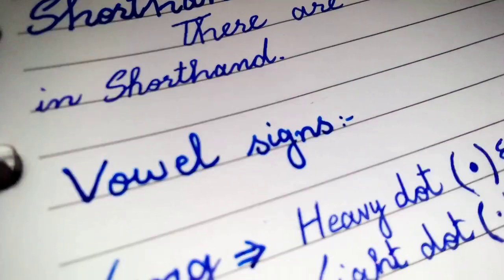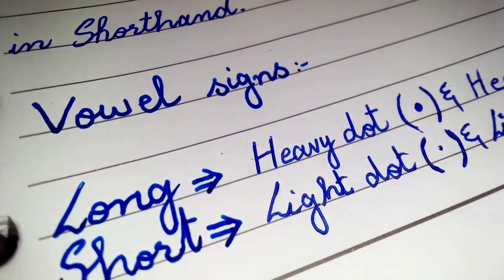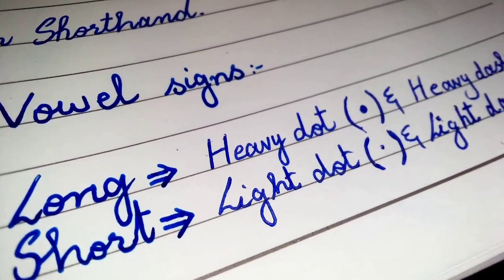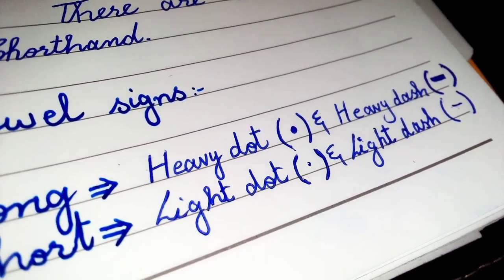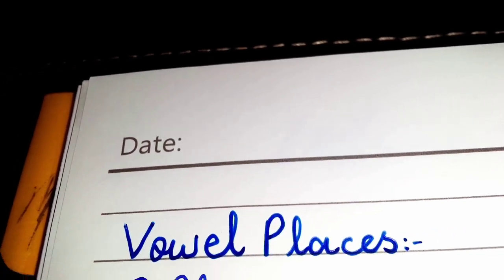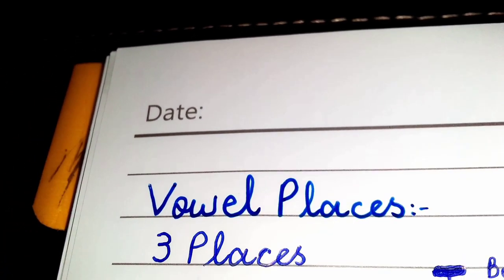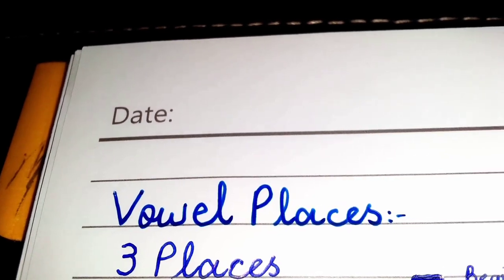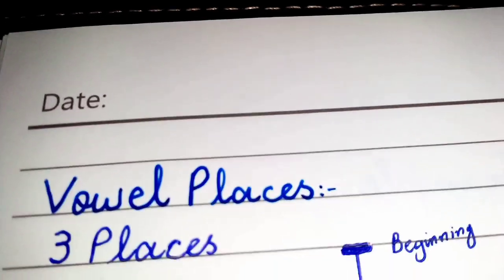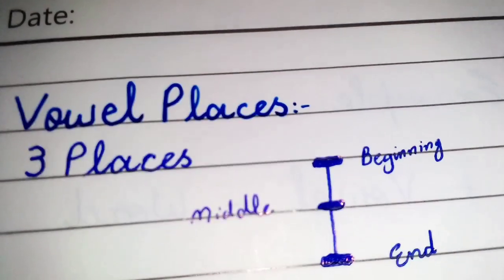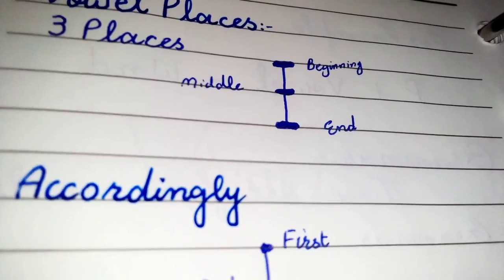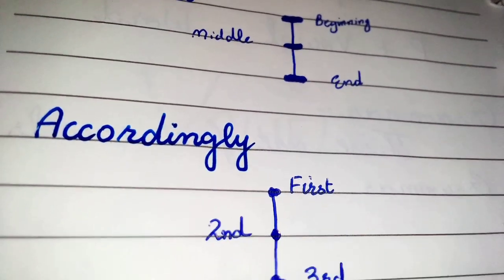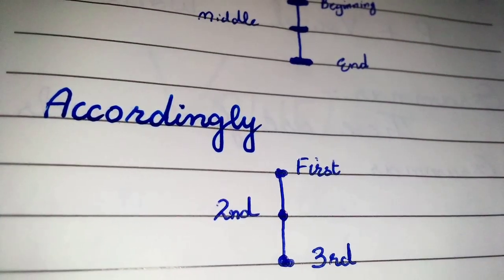Vowel signs. The long vowels are represented by a heavy dot and a heavy dash. The short vowels are represented by a light dot and a light dash. Vowel places. There are 3 places close to each stroke where a vowel sign may be placed, namely, at the beginning, the middle, and the end. The vowels are accordingly called first place, second place, and third place vowels respectively.